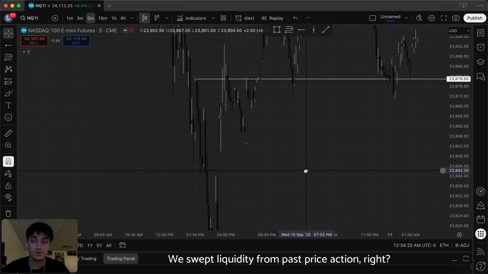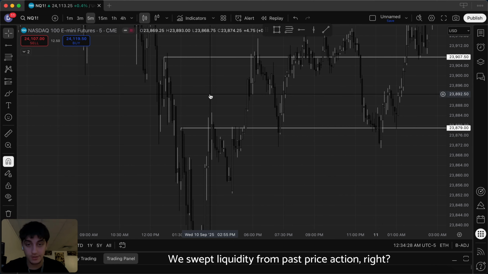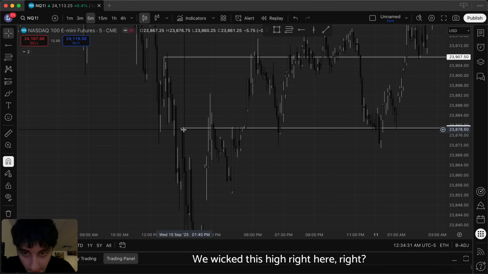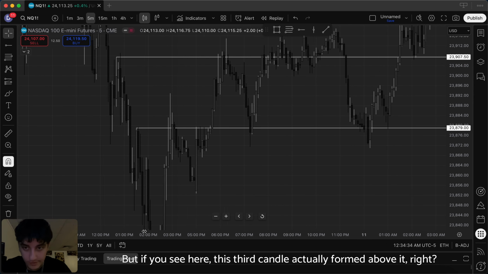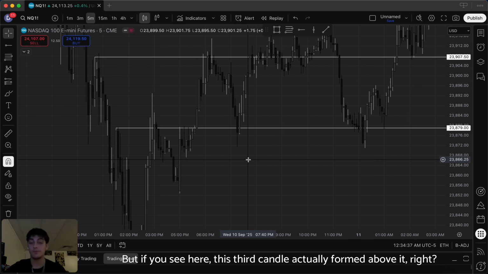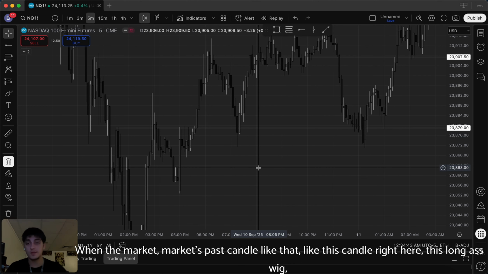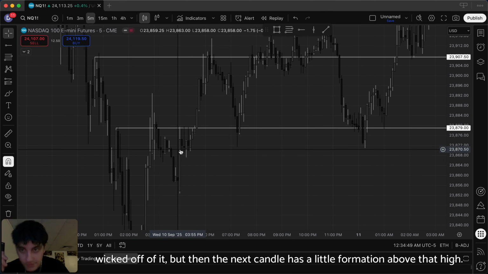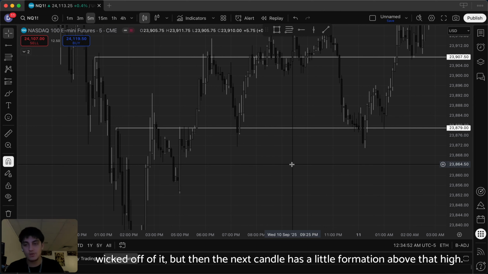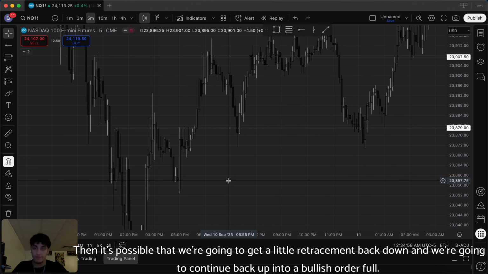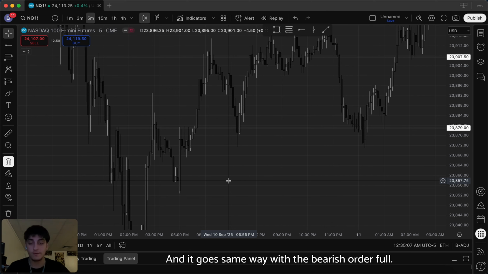You guys always want to look for that too. We swept liquidity from past price action. We wicked this high right here, but if you see here, this third candle actually formed above it. So, little trick to teach you guys. Sometimes it works, sometimes it doesn't. When the market's past candle, like this candle right here, has a long wick off of it, but then the next candle forms a little above that high, then it's possible that we're gonna get a little retracement back down, and we're gonna continue back up into a bullish order flow. And it goes the same way with the bearish order flow.